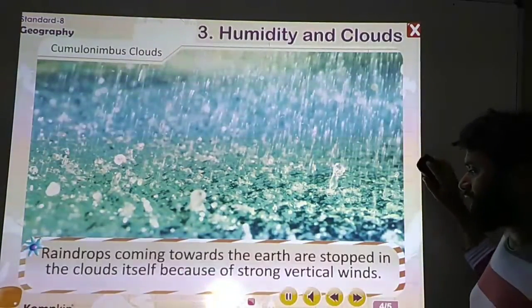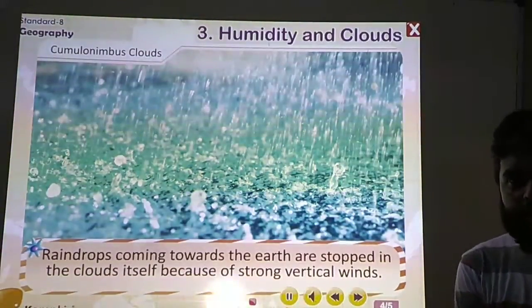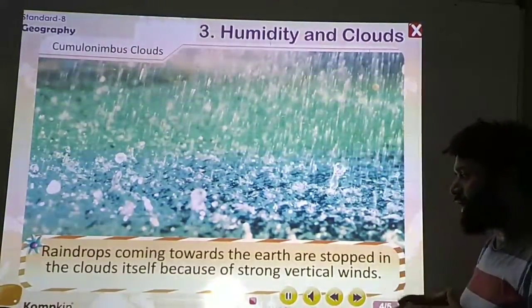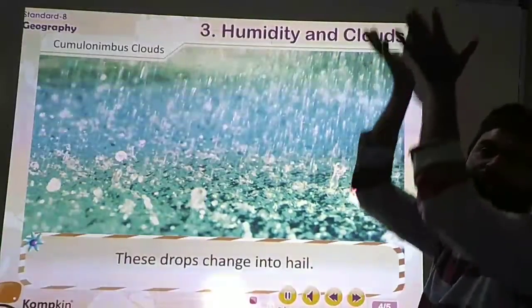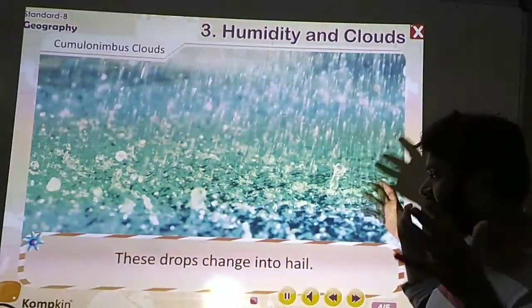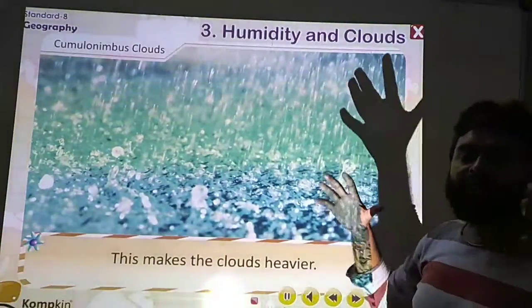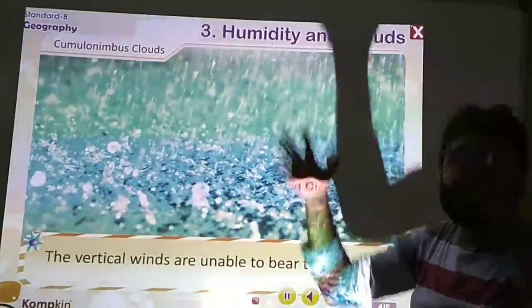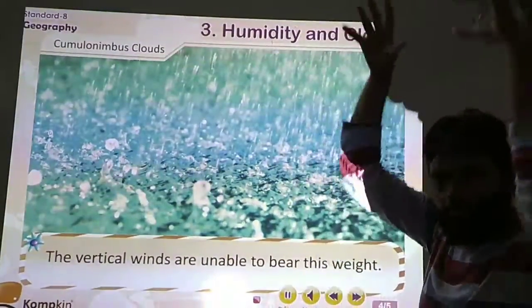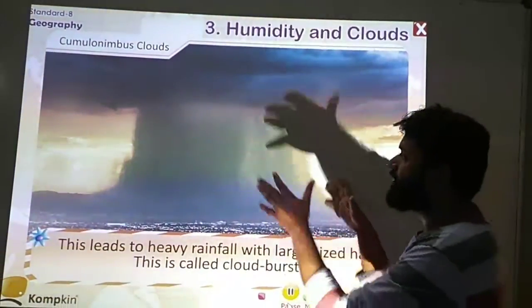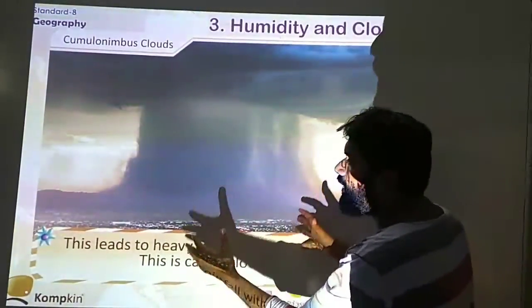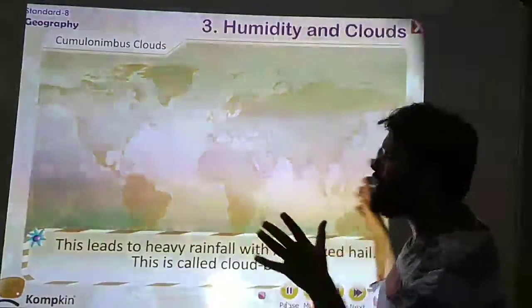Cloud burst, what happened? When the cloud gets accumulated and the air blows vertically upward, they push the cloud upward. The cloud becomes heavy, and at one time the air cannot hold the cloud. What happened? They pour the water downward in a particular area. So that is the cloud bursting. They pour the water in a particular small region, huge amount of water.